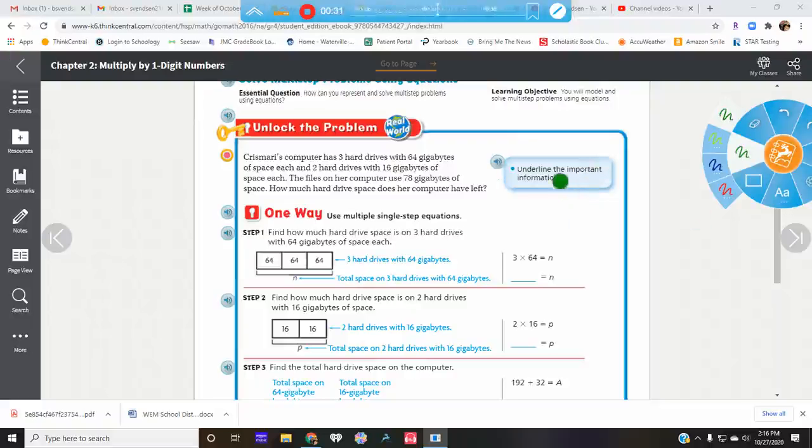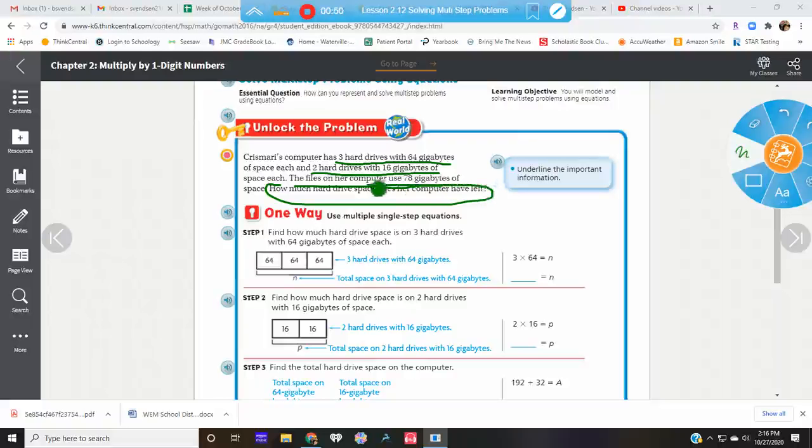Right, let's underline what's important. We are going to use 3 hard drives with 64 gigs of space. We are going to use 2 hard drives with 16 gigs of space. We are going to use that her files have 78 gigabytes, and our question that we are going to answer is how much space does she have left?